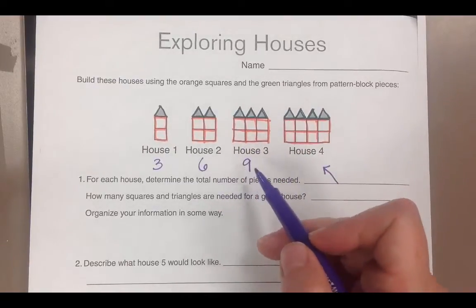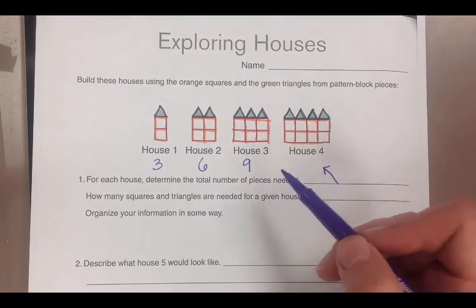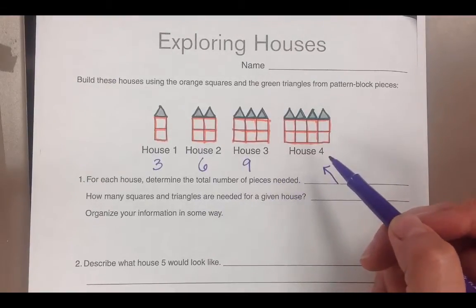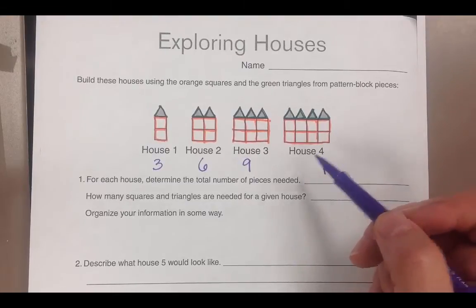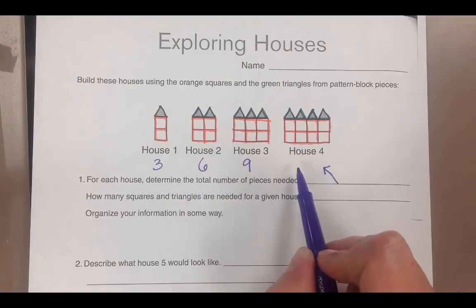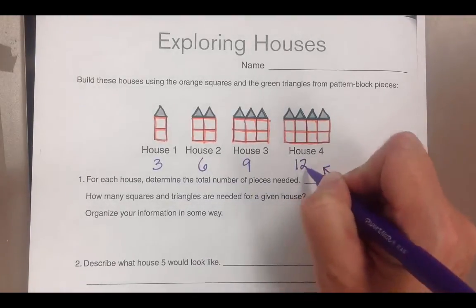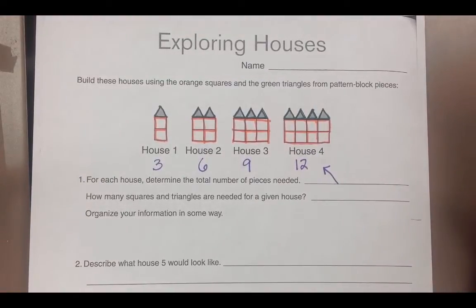And hopefully at this point you're starting to see a pattern. You always want to confirm, go out a little further and make a prediction and then see if you're right. So for house 4, make a prediction, then count it, make sure you're correct. If I think I have a pattern here, my prediction might be that the next number would be 12. And if I count, I have 8 squares, 4 triangles, that makes 12.